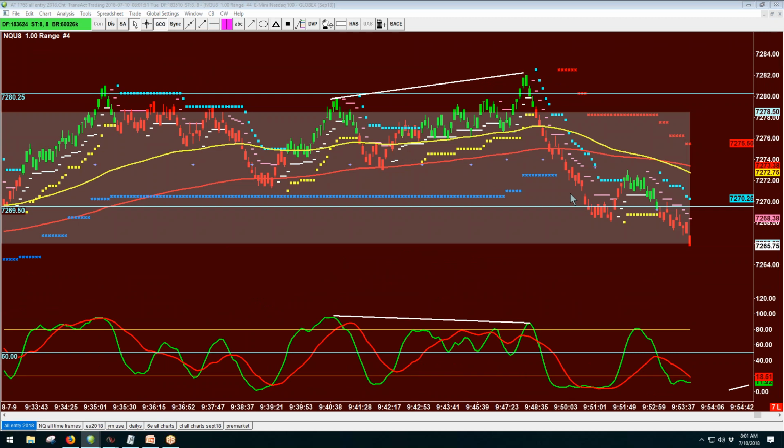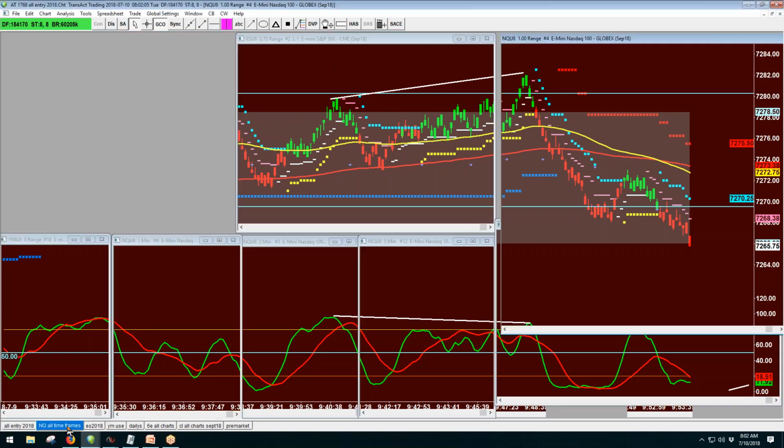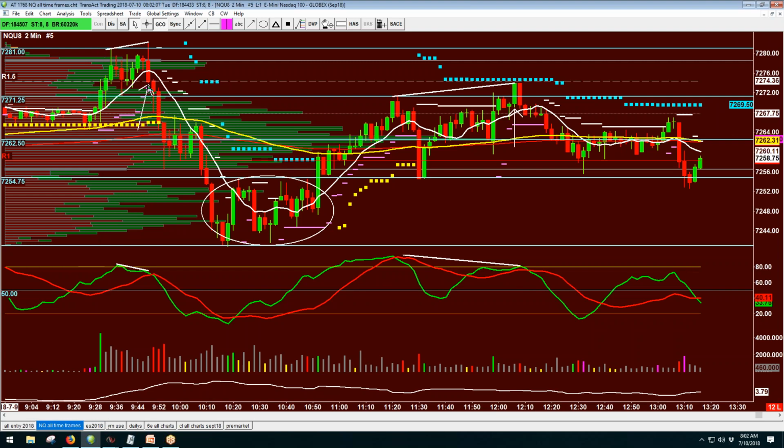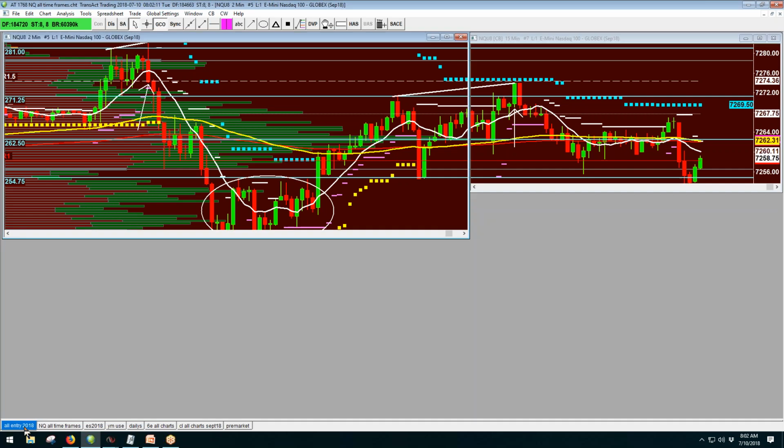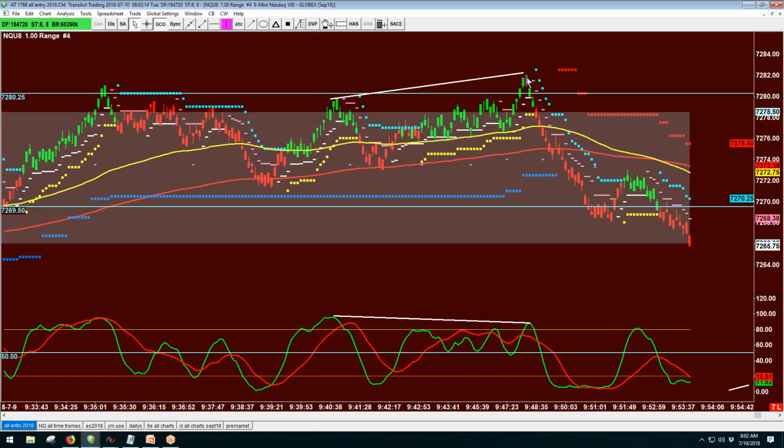Okay, so here's a 4 range on the NQ for yesterday morning. And 4 range honestly has been too small usually to trade off of, so we've been using a 5, 6, 8 range chart. But this spot right here on that 2-minute chart is where we had divergence. And here it is on the 4 range.